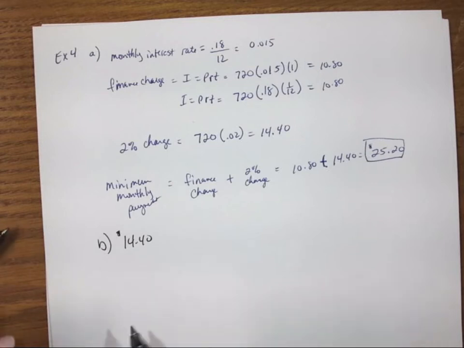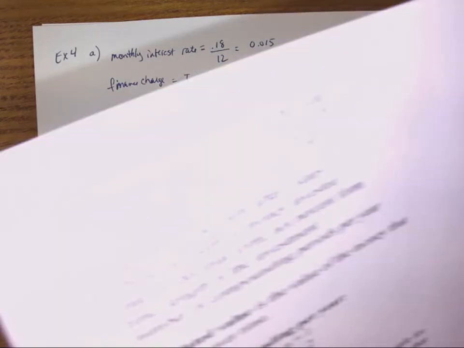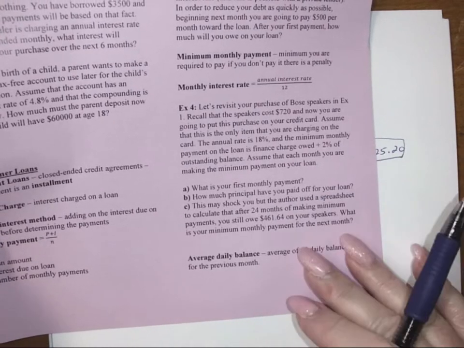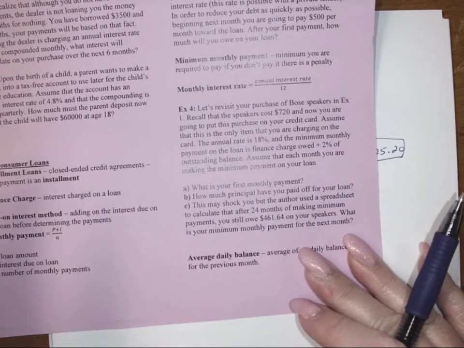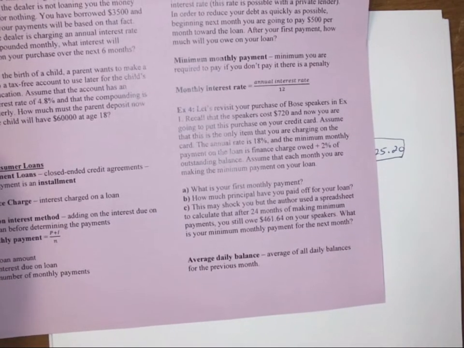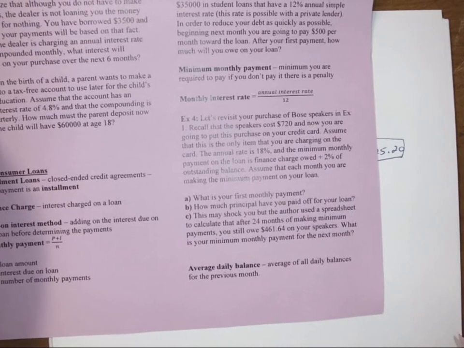And then part C, we want to find, this may shock you, but the author used a spreadsheet to calculate that after 24 months of making minimum payments, you still owe $461.64 on the speakers. What is your minimum monthly payment for the next month? So that's telling us that we have paid 24 months. That's 2 years. We paid on that $720, and we still owe $461.64. What is your minimum monthly payment for the next month?